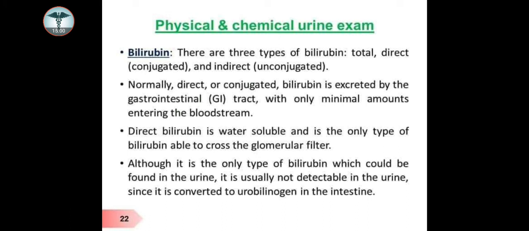Bilirubin. There are three types of bilirubin: total bilirubin, direct bilirubin, and indirect bilirubin. Direct bilirubin is also called conjugated bilirubin, and indirect bilirubin is also called unconjugated bilirubin. Normally, direct or conjugated bilirubin is excreted by the gastrointestinal tract with only a minimal amount entering the bloodstream. Direct bilirubin is water soluble and is the only type of bilirubin able to cross the glomerular filter. Although it is the only type of bilirubin which could be found in the urine, it is usually not detectable in the urine since it is converted to urobilinogen in the intestine.